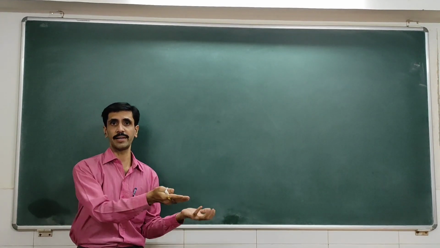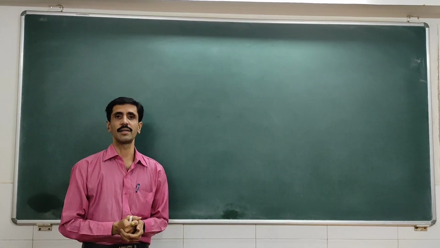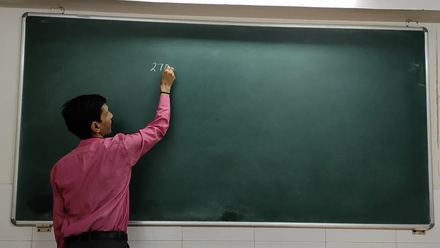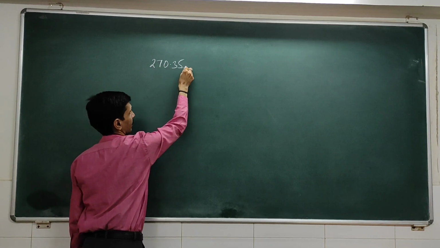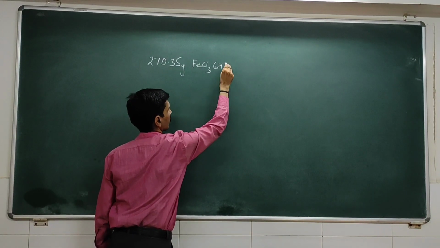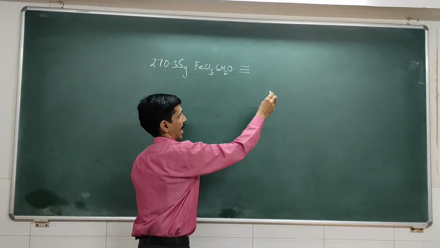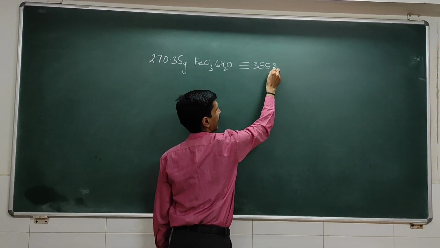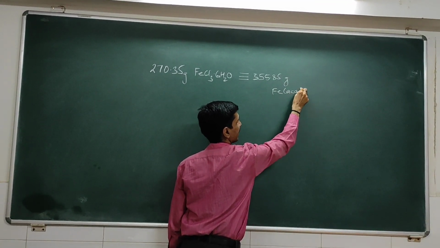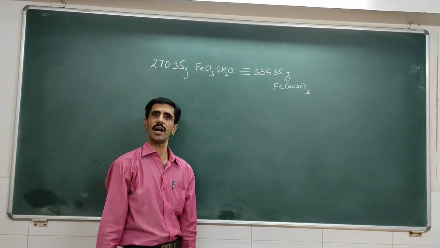Observed yield, we have already got it. Okay, and then we go into the formula for the percentage. So here we start, and that is, first of all, my dear friends, 270.35 grams is the molar mass of ferric chloride along with 6 water molecules. And that is going to correspond to 355.85 grams of our complex, which is Fe(acac)3. Okay, that is tris(acetylacetonato)iron.